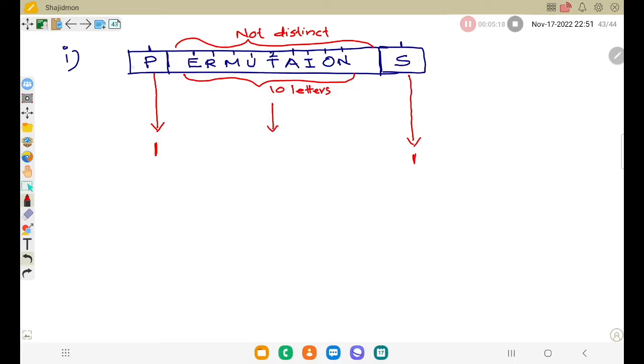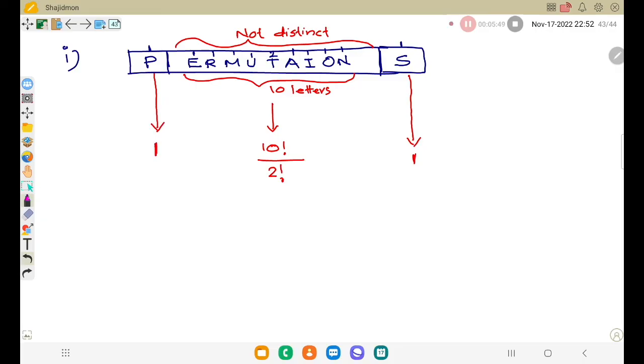Why 10 letters? Because one letter written first, one letter written last. Totally we have 12 letters. So middle only 10 options. So this 10 options not distinct. How many ways can we arrange that one? 10 factorial, because n factorial divided by p1 factorial, p2 factorial, p3 factorial, like that. So 10 factorial divided by 1 factorial, all no need to write. T coming 2 times, so 2 factorial. Getting 10 factorial divided by 2 factorial.